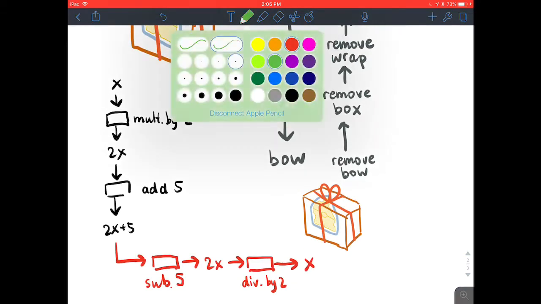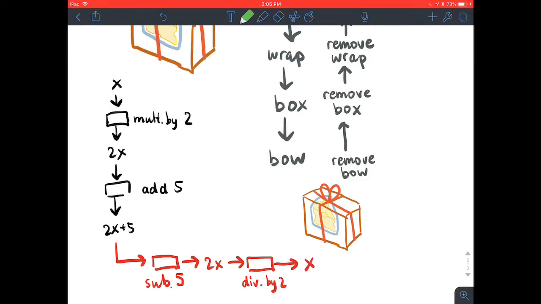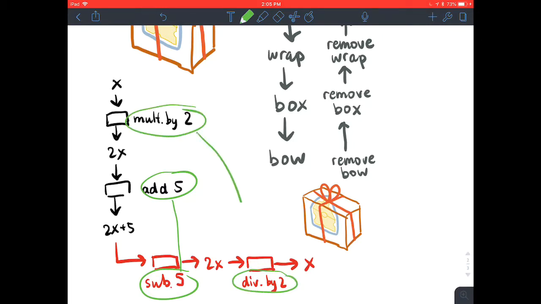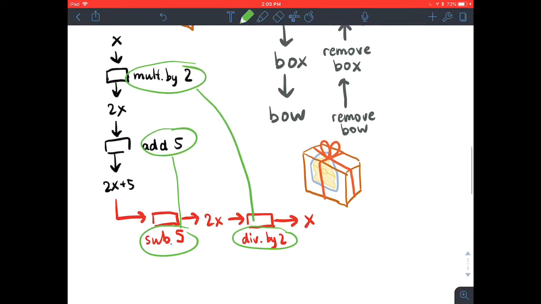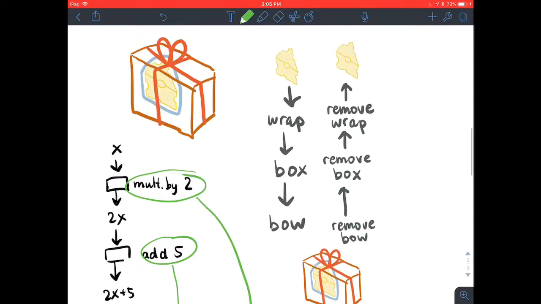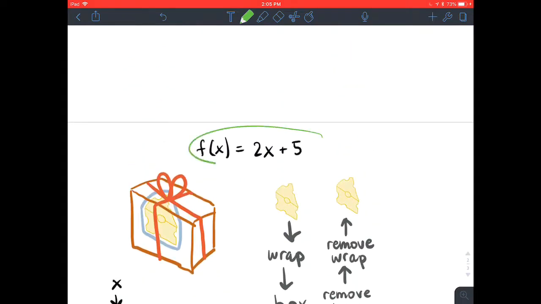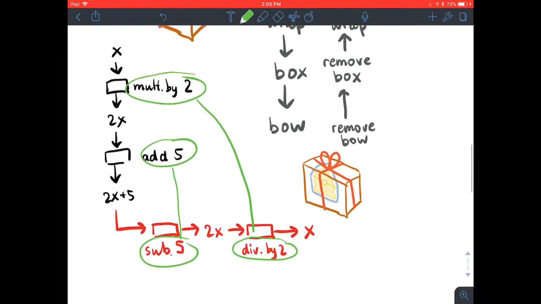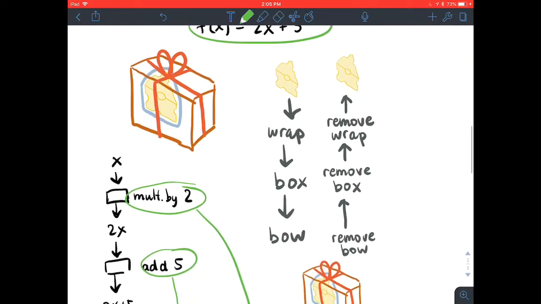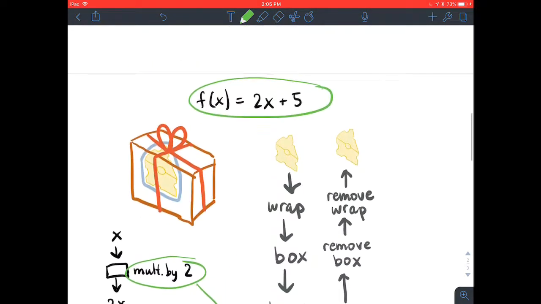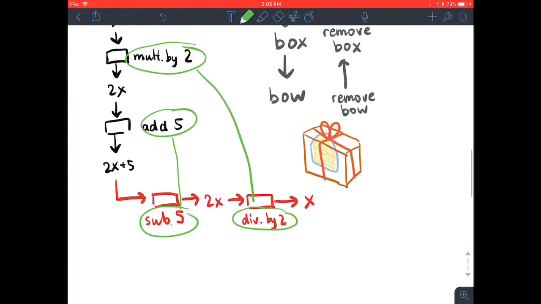So once again, notice that the adding 5 and the subtracting 5 are inverses, and dividing by 2 and multiplying by 2 are inverses, but we had to do them in the opposite order. What this means for our function is that the inverse function of f of x equals 2x plus 5 is not 1/2 x minus 5. Rather, we first must subtract the 5 and then divide by 2.